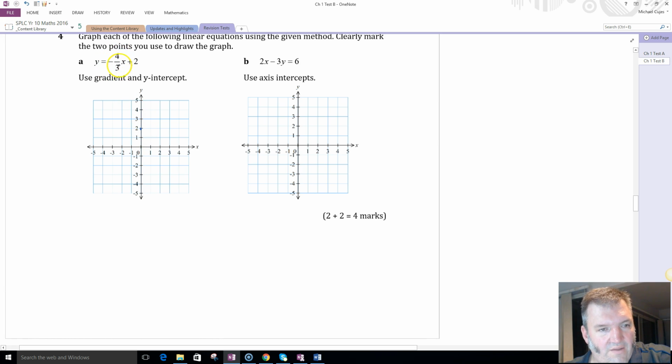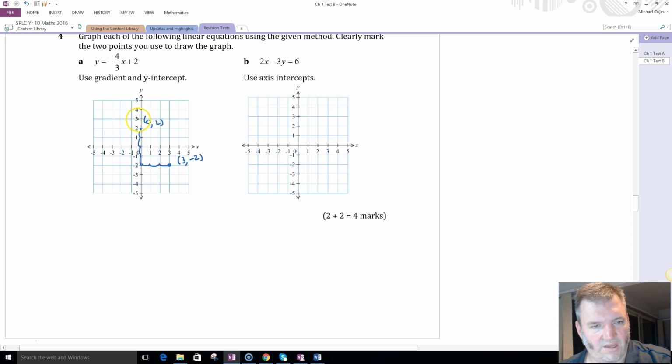Gradient, negative 4 over 3. So I go down 4. 1, 2, 3, 4. To the right, 1, 2, 3. So the other point I'm using is the point 3, negative 2. This is the point 0, 2. And I join those with a nice straight line.